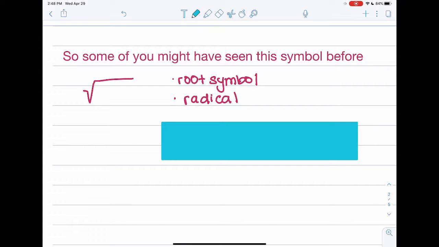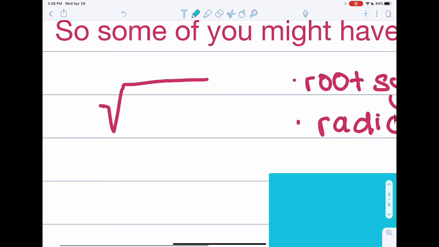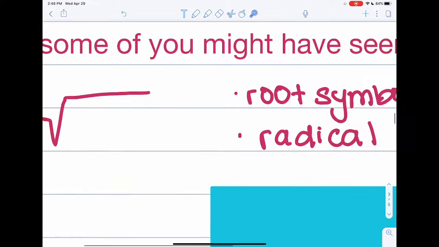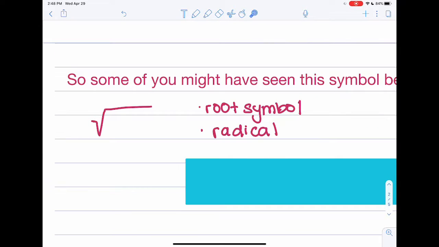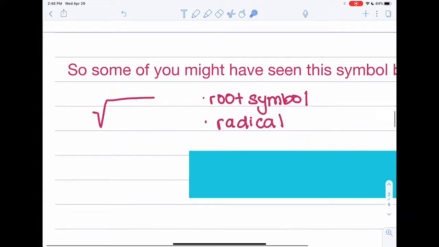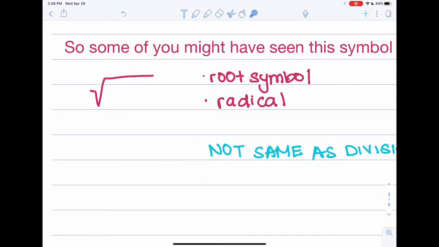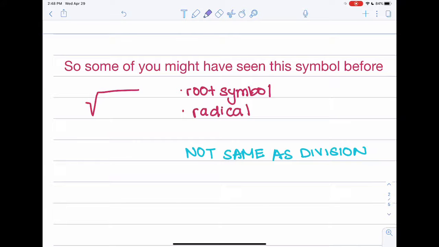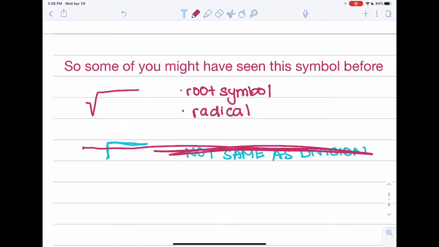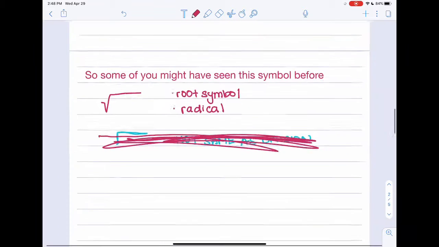Well, some of you have already seen the symbol, and this symbol right here is what we call a root symbol or a radical. And although it kind of looks like the division symbol, this is not the same as division. A lot of students confuse it because they look similar, but the root symbol has this little check mark thing at the front. So these two are not the same, and I'm actually going to go ahead and cross that out. So please do not confuse this as division.